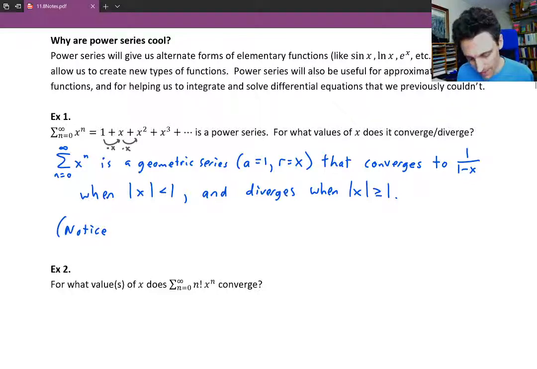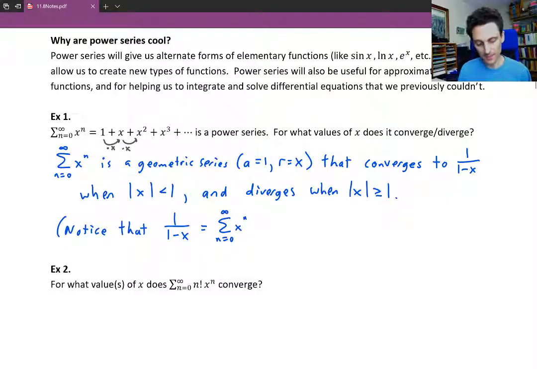We're going to make a little side note and notice that when the series x to the n converges, it converges to 1 over 1 minus x. We're going to store that away in our brains for later. 1 over 1 minus x is the same thing as this power series, x to the n, when it converges. So that would be for the x values between negative 1 and 1.